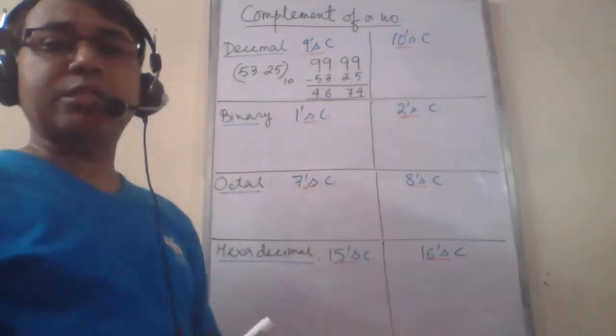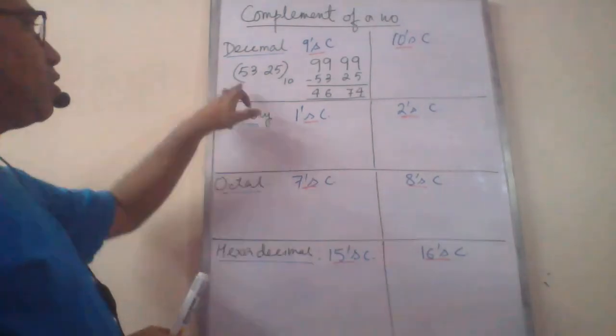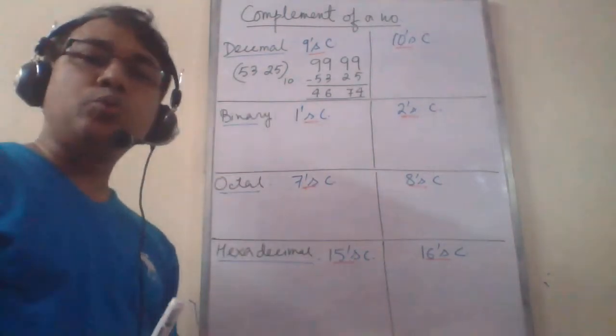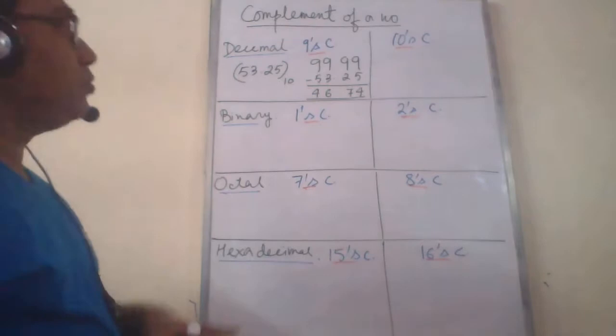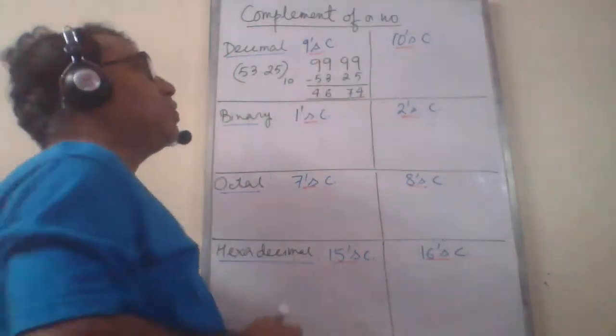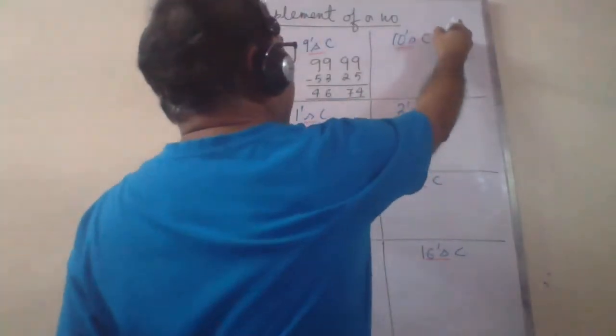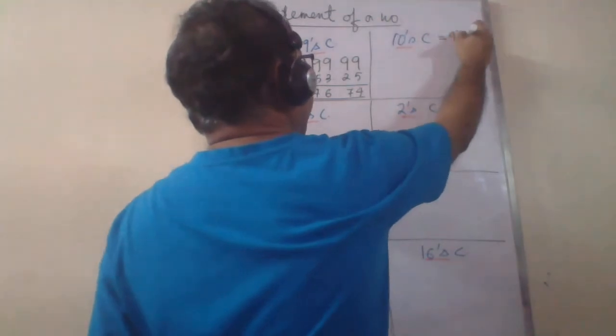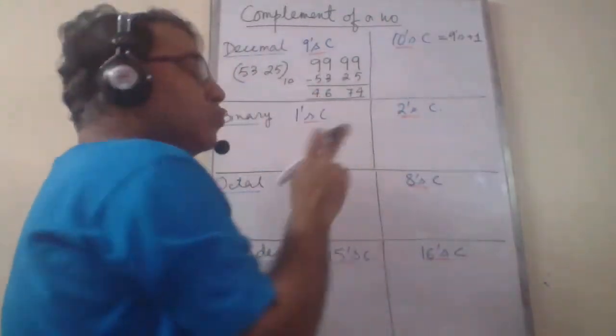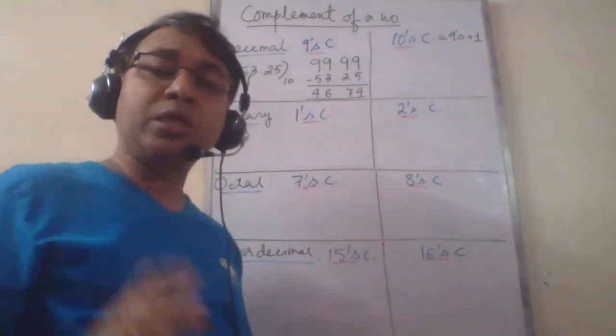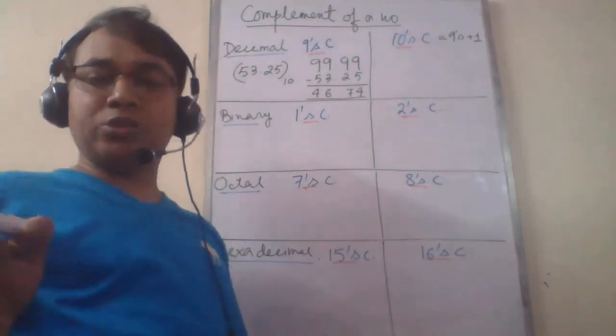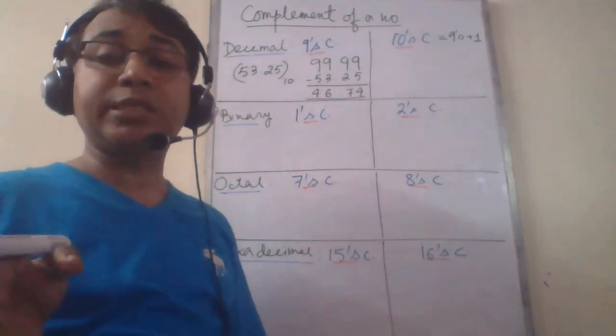So 46.74 is the 9's complement of 53.25. Now we have to find the 10's complement. What is the 10's complement? As you have seen, it is the 9's complement plus 1, and this 1 will be added to the least significant position or least significant digit in the number.